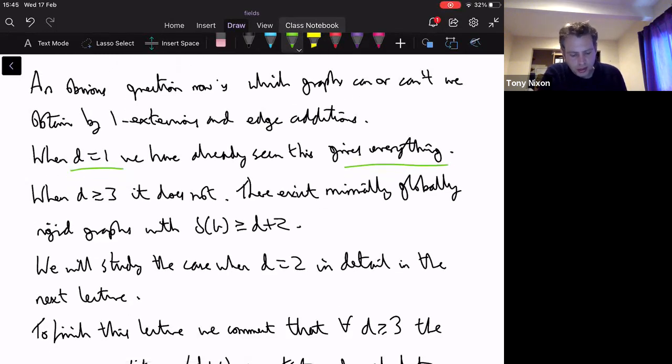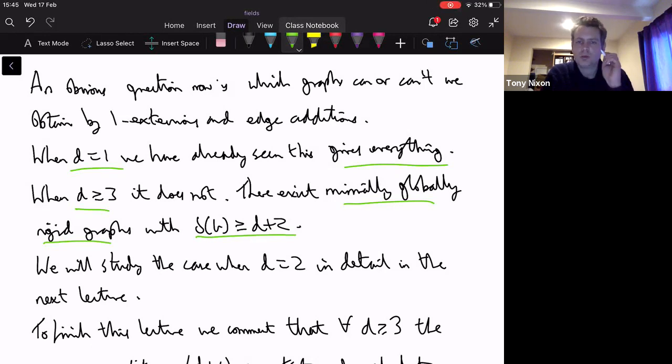When D equals 2, we're going to spend several lectures showing that you do in fact get everything again, and that's going to be the purpose of some detailed combinatorial analysis in the next few lectures. But when D is at least 3, you don't. There exist minimally globally rigid graphs with minimum degree too high to do a 1-reduction. By minimally globally rigid, I mean if you delete any edge, you fail to be globally rigid.